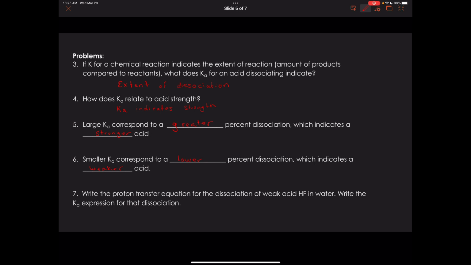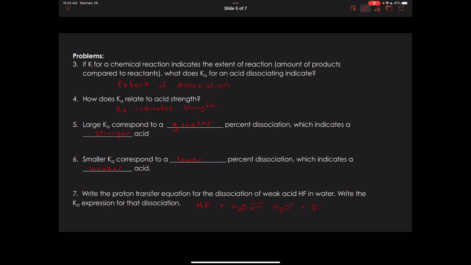Now, we've also talked about proton transfer, so we need to still be able to write proton transfer equations, and now we want to be able to set up K expressions. So if I've got the weak acid HF, we want to write its proton transfer equation in water, representing its dissociation. So if I have HF in water, this is a weak acid, so since it's weak, we're going to use the double arrows. We're going to transfer hydrogen to the water, forming hydronium and F-.